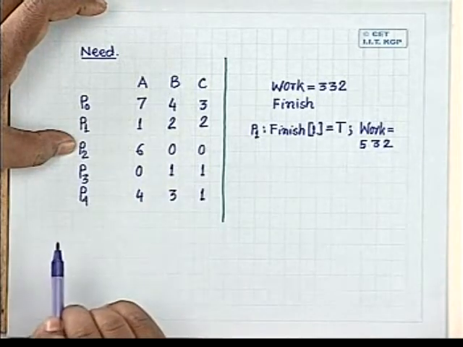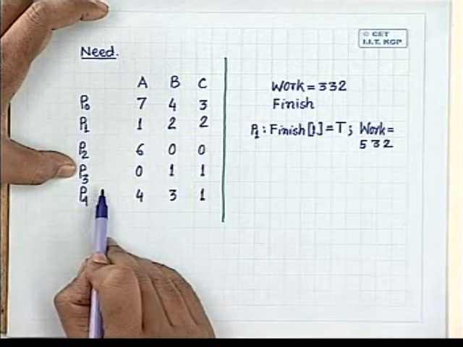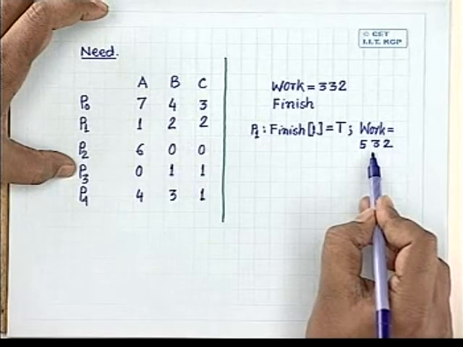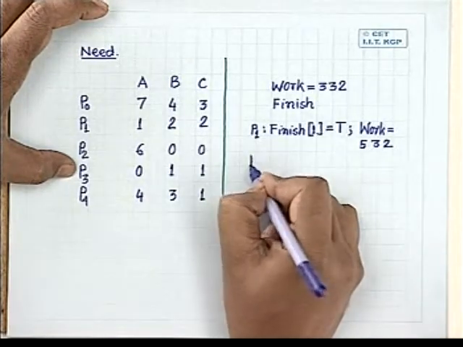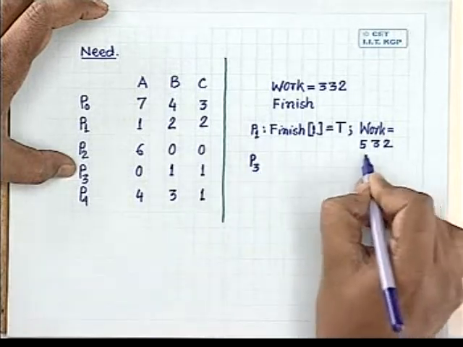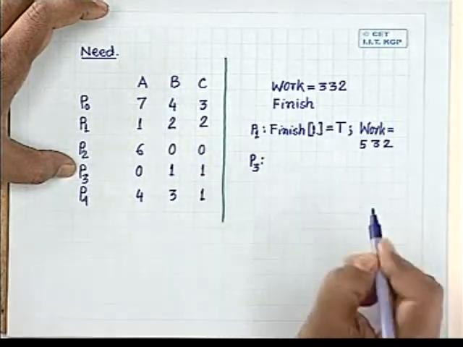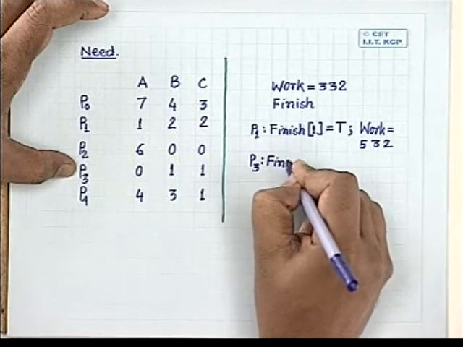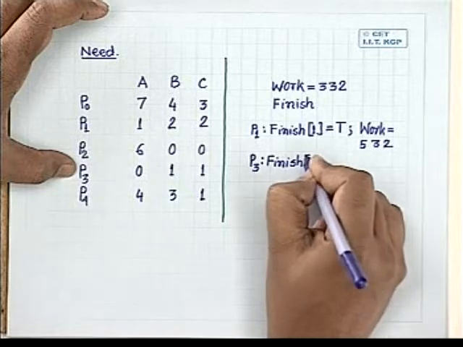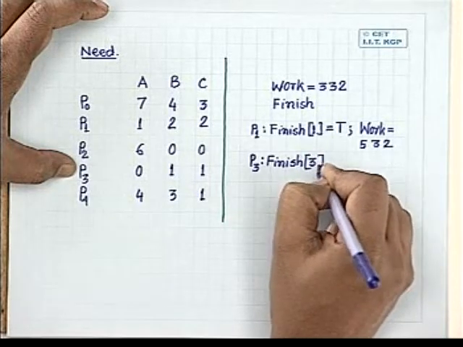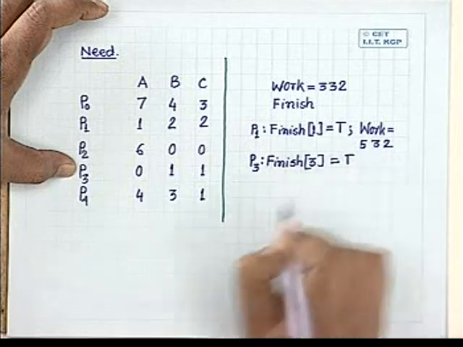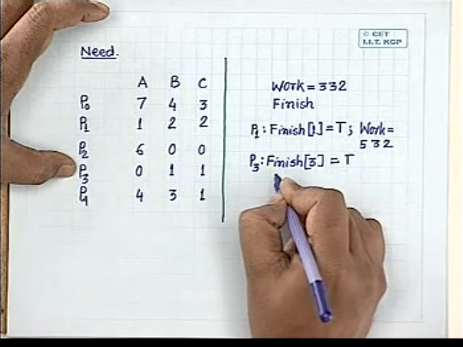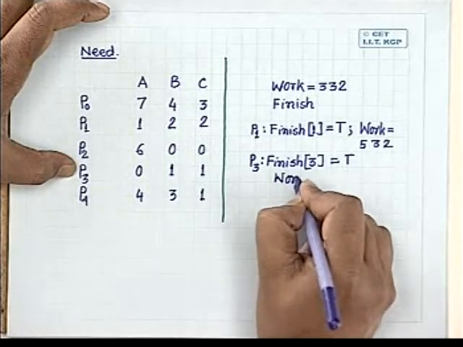So P2 cannot complete. Come to P3, the requirement is 011, future requirement, which is less than or equal to this. That condition is true. So I can finish P3 with these available resources. Okay, so I make finish 3 equal to true, and on finish of process P3, work will also be modified. What will be work vector now?